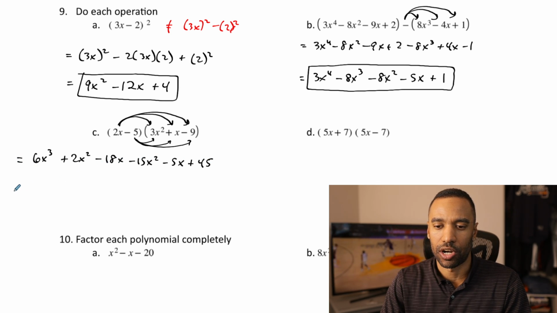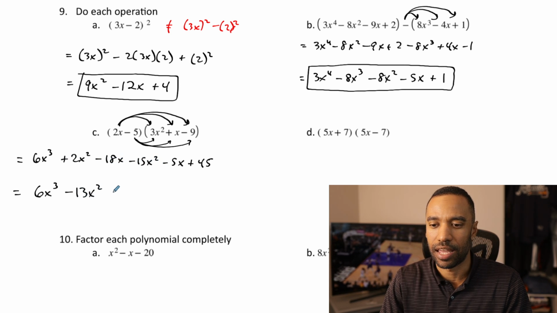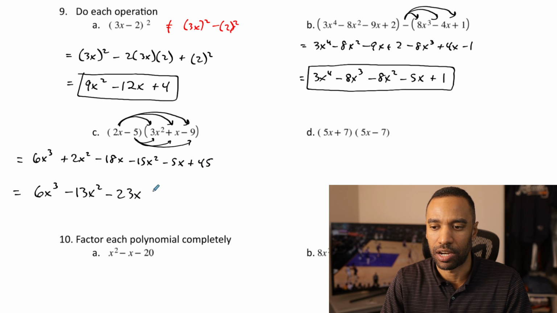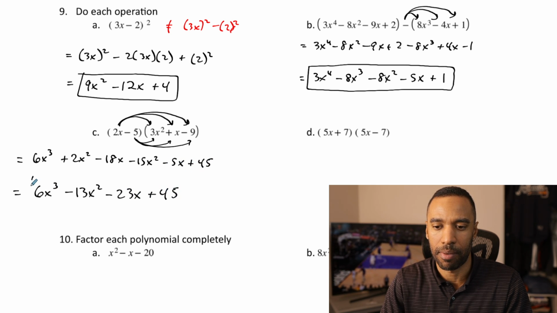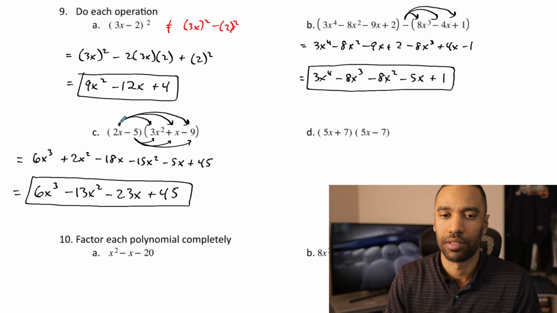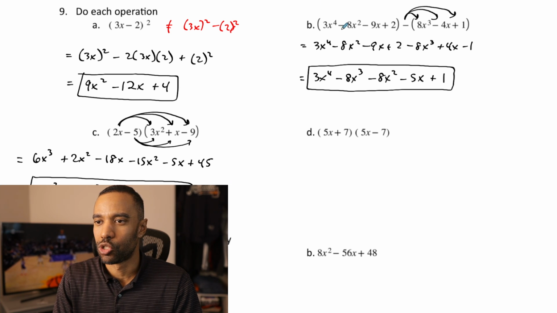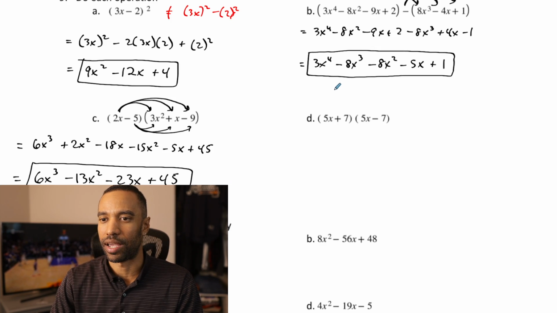When I combine like terms, nothing merges with the cubic. I got 2x squared minus 15x squared here. Negative 18x minus 5x here, and a plus 45, which does not combine. I have a cubic quadrinomial.